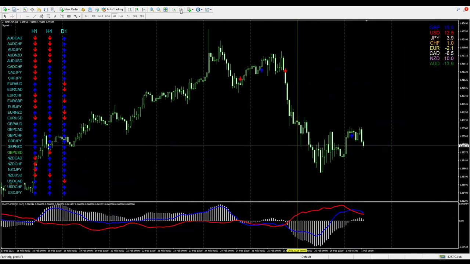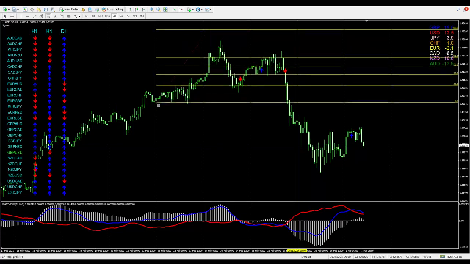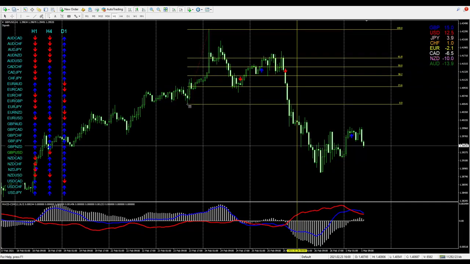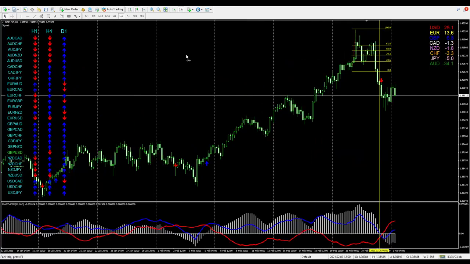So on H1, as we can see, this was still a buy. And if we plot our Fibonacci level, it would be like this. Am I right? 1, 2. Yeah, it would be like this. So for the past 2 days. So this is H1. So for H4, one moment.